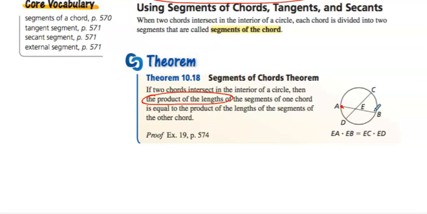All right, so we have a chord AB, and we split this chord up into AE and EB. If you split this chord up, AE times EB, and you have an intersecting chord, then that's also going to equal EC times ED. So the product of the chord being split up in whatever ratio it is will equal the same product of the other chord being split up in whatever ratio that is. Pretty cool theorem. And there's a proof, of course, in example 19, page 74.